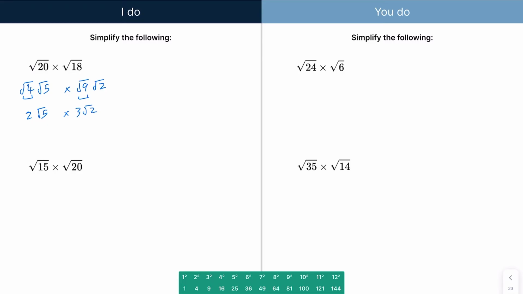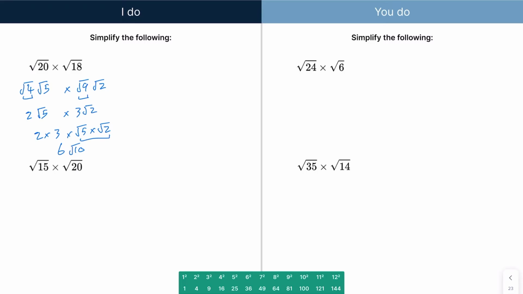And now I'd like to write the numbers by themselves and the surds by themselves. So that'll be 2 times 3 times root 5 times root 2. And the 3 times 2 becomes a 6. And again, we can tidy this up. It can't be simplified any further. So that becomes 6 root 10.